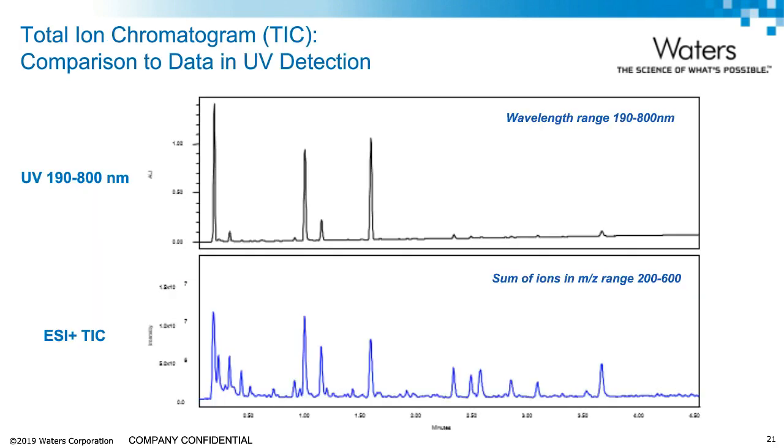Here is example data collected from a single quadrupole being operated in full scan mode, looking at extracts, isoflavones, coming from a dietary supplement. This data was collected using electrospray positive mode. If we look at a stacked plot of a UV spectrum stacked above a total ion chromatogram collected in the electrospray ionization mode, one thing we observe is the difference in intensities of the various peaks.